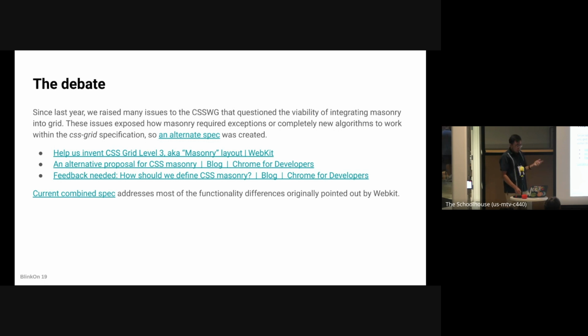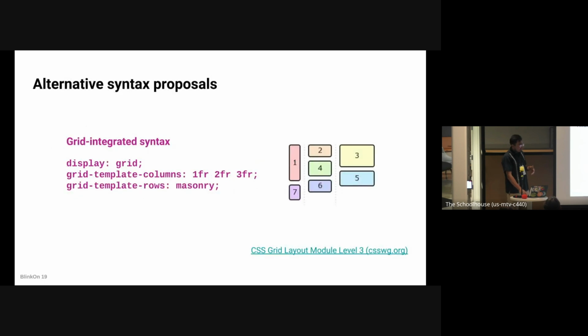The CSS working group decided to combine the ideas of integrating Masonry into grid or making a new display type into a combined spec, which is what's currently published. And the capabilities of grid are considered within this combined spec at the moment. So two syntaxes were created to address these two different approaches.